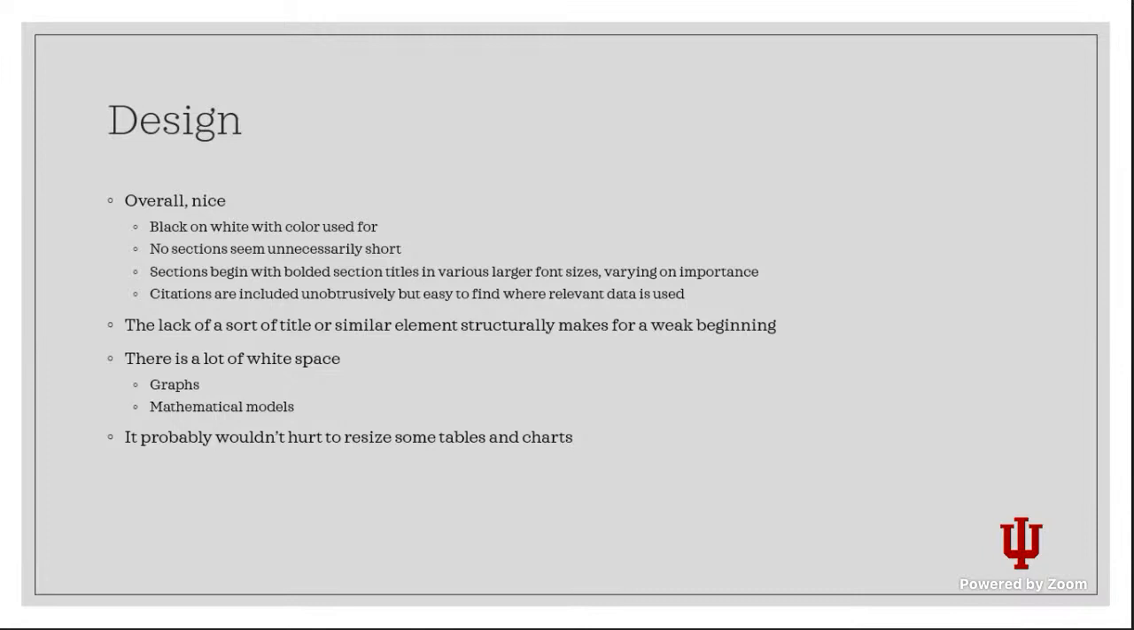Sections begin with bolded titles in various larger font sizes. I noticed that some of the titles are smaller than other titles, and the more important titles were larger. And then citations are included unobtrusively, but easy to find where relevant data is used. The lack of a title or similar element structurally, I think, made for a weak beginning. And there's a lot of white space due to the placing of graphs and mathematical models, so I thought it probably wouldn't hurt to resize some of the tables and charts.